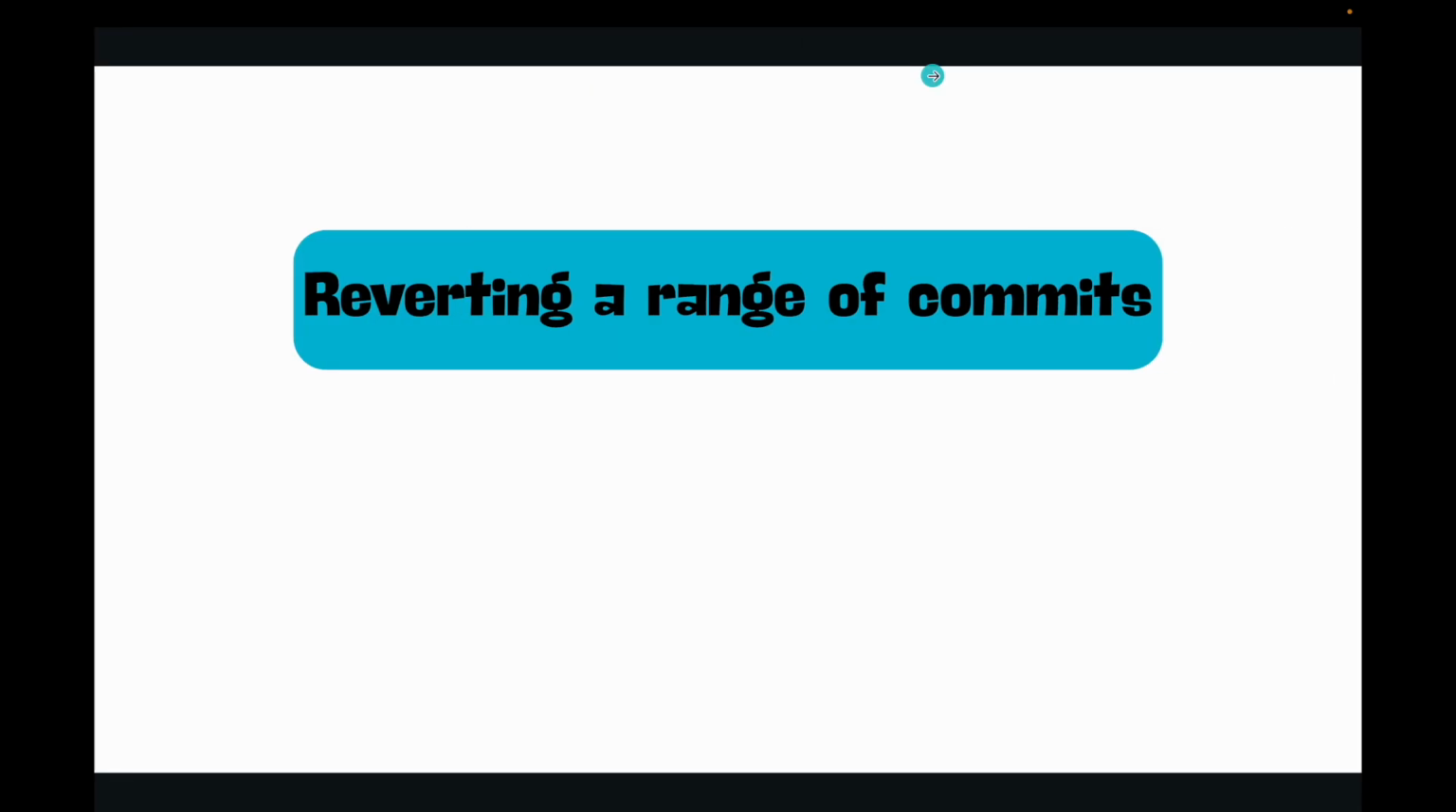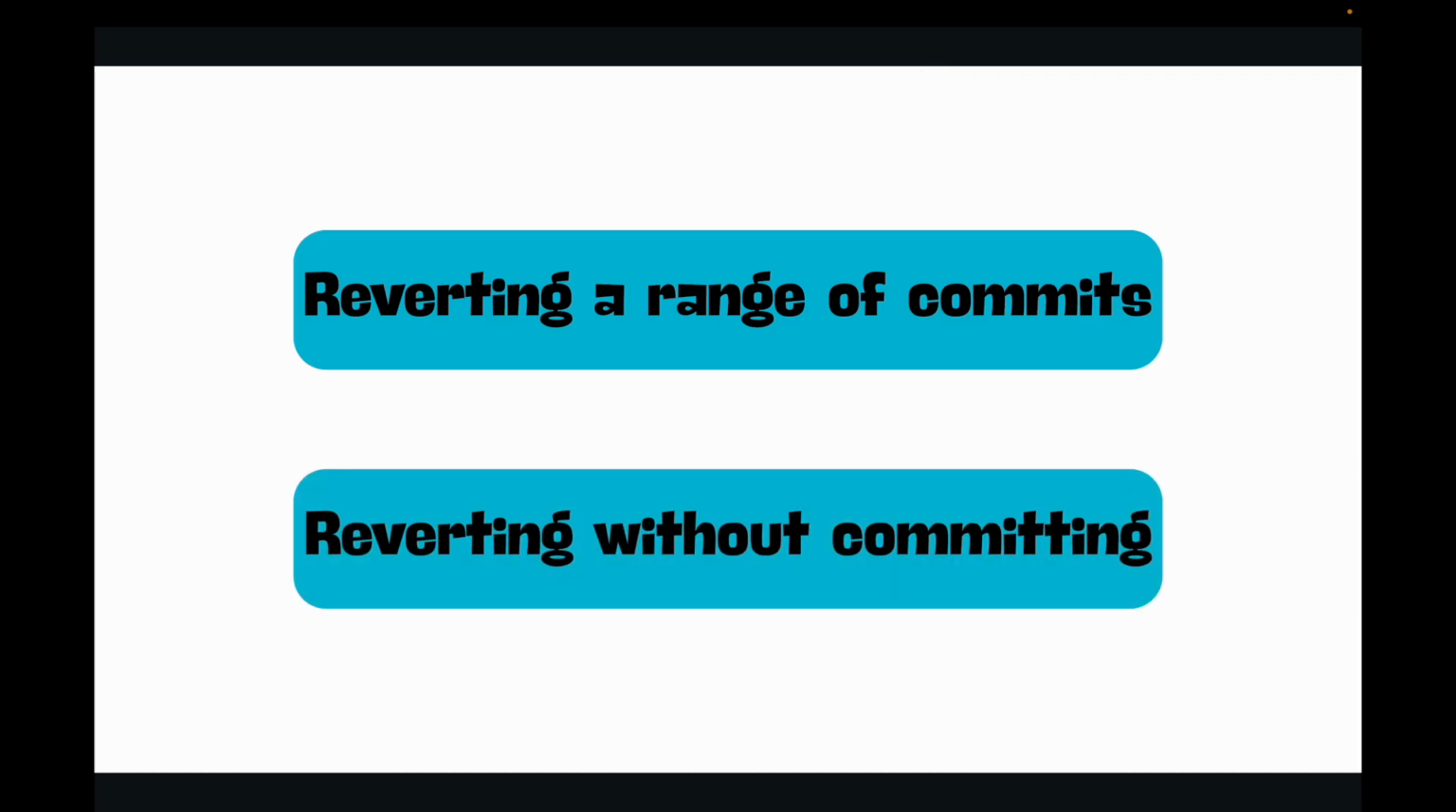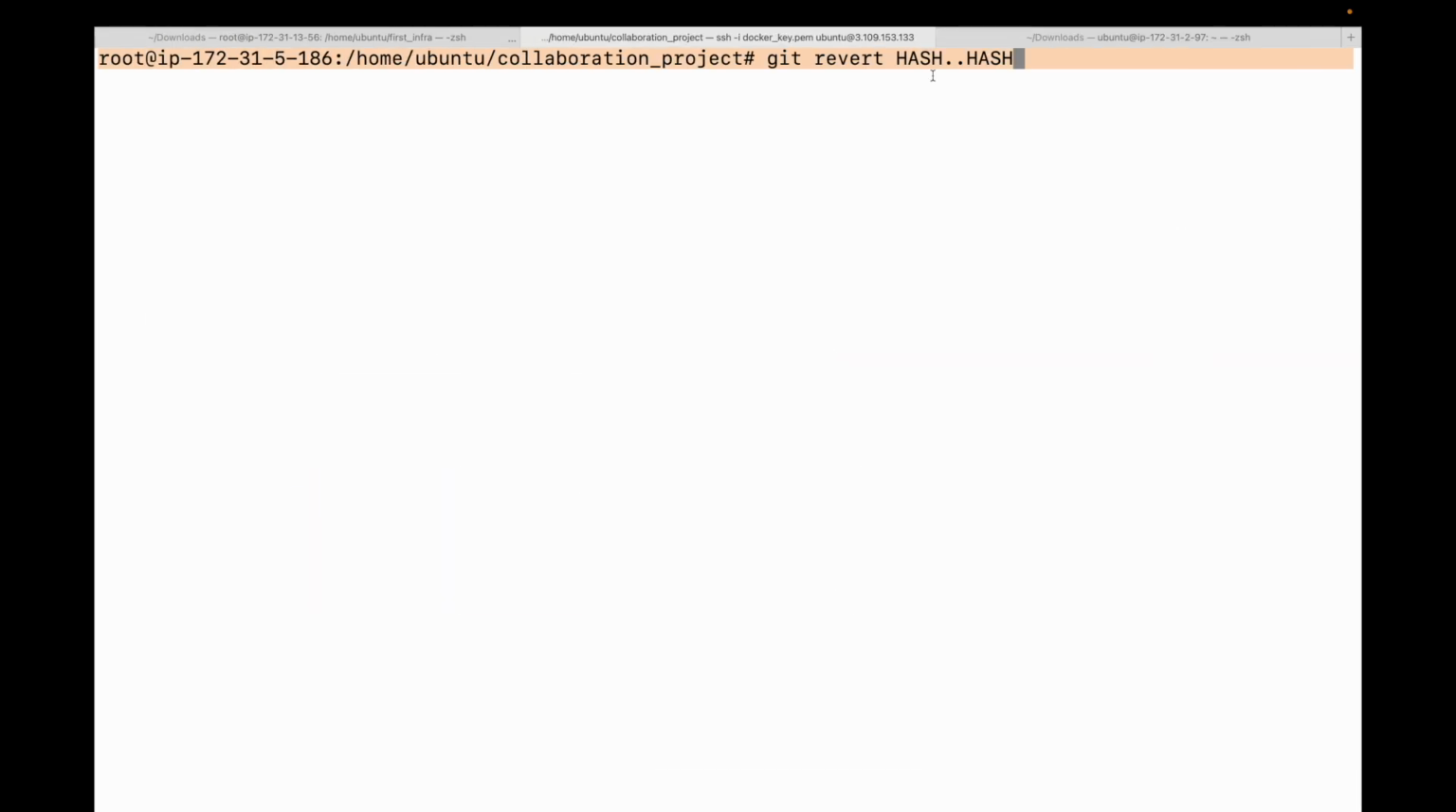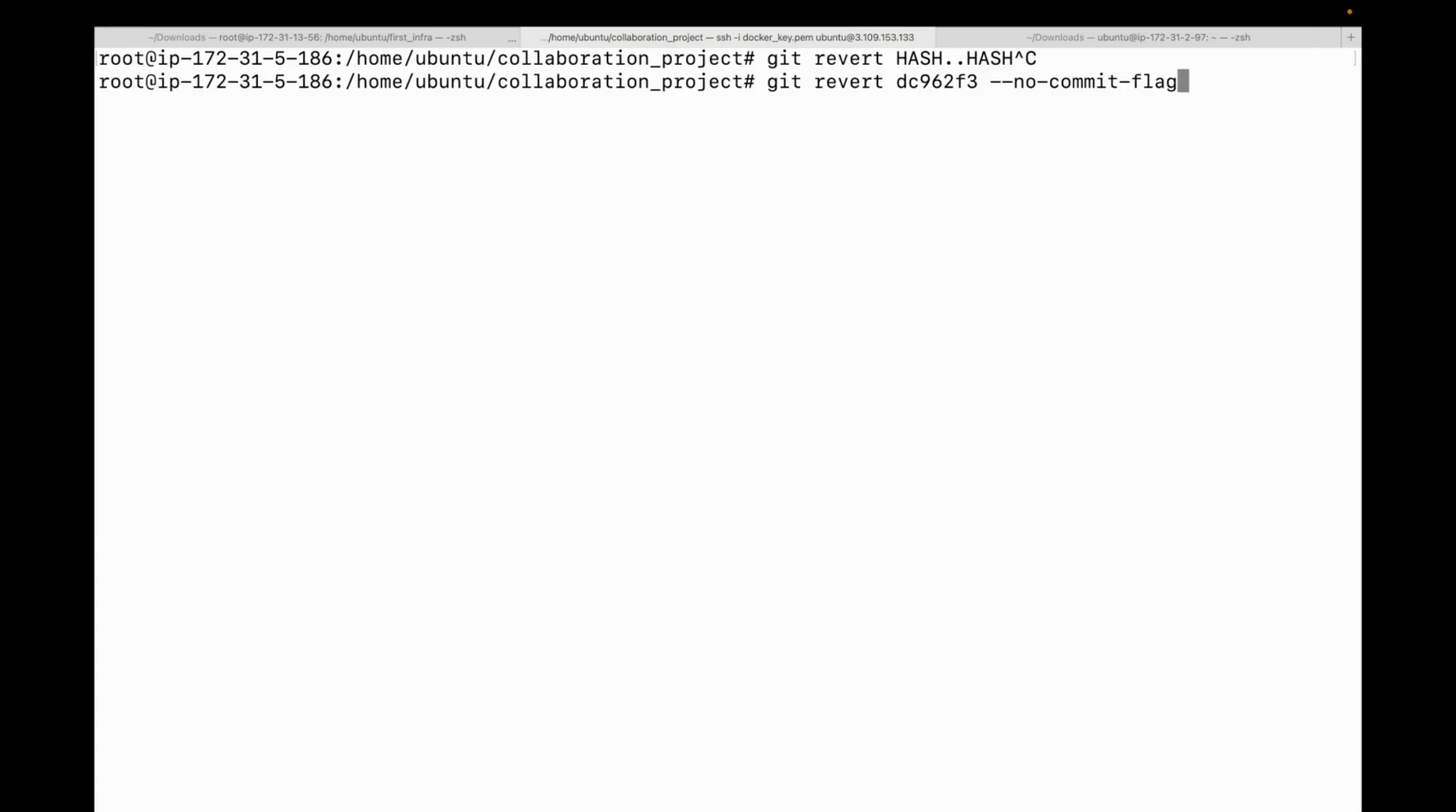And then you can also revert without committing your changes. So if you want to undo the changes but not commit them immediately, you can use the -n flag or the --no-commit flag. So when you're running git revert and then the hash value, you can use this -n or --no-commit flag. This will stage the changes in your working directory, allowing you to modify them before making a final commit.